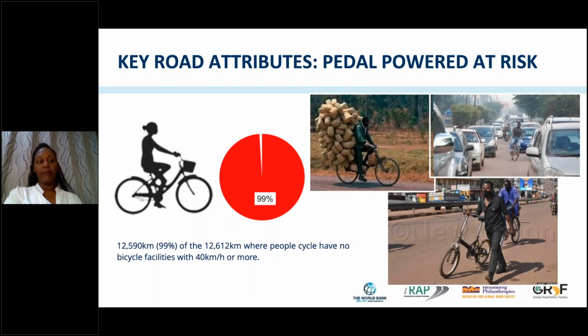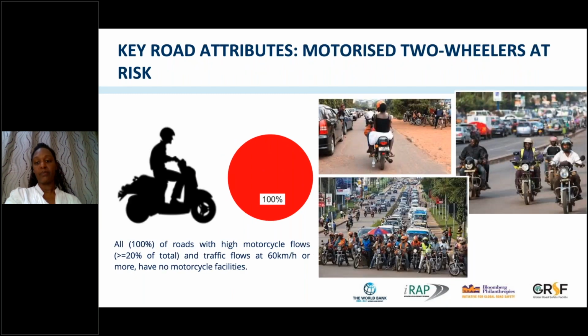If we look at the bicyclists, I'm particularly focusing on the non-motorized transportation first, or the 4 road user groups. With bicyclists, if we look at the kilometers of road that have been assessed using the iRAP methodology, and we look at the facilities that are available on roads where the speeds are more than 40 kilometers per hour, we find that 99%, so virtually none of the roads we've assessed that have high speeds have bicycle facilities. So we're exposing bicyclists to very, very high risks. To the next slide, please.